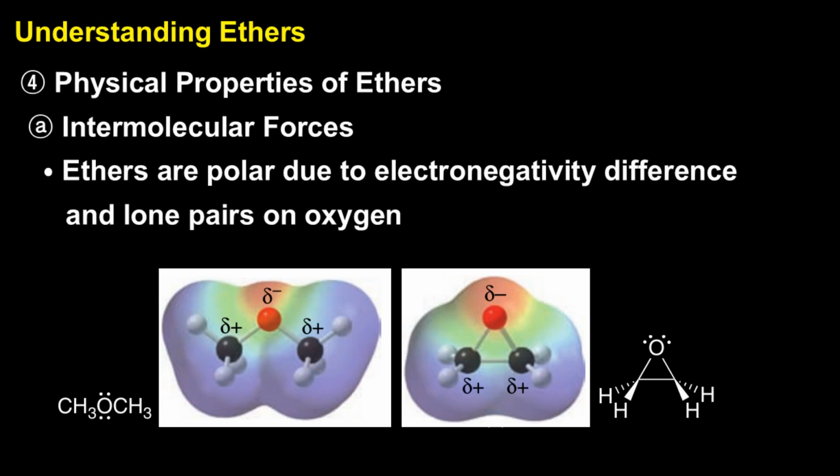Now let's shift gears and talk about some physical properties of ethers, starting with polarity. Ethers are actually polar molecules. That's because oxygen is more electronegative than carbon, and it also has 2 lone pairs of electrons. So the oxygen side ends up with a partial negative charge, delta minus, and the carbon atoms attached to it are a bit positive, delta plus. This kind of polarity affects how ethers interact with other molecules, especially through intermolecular forces.